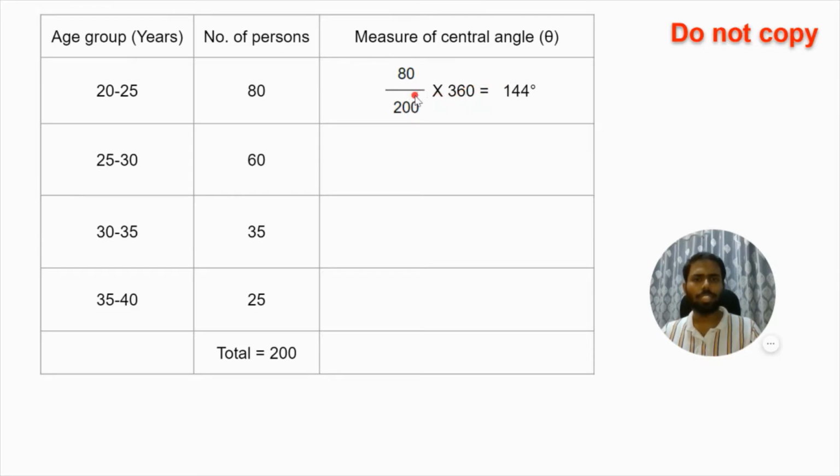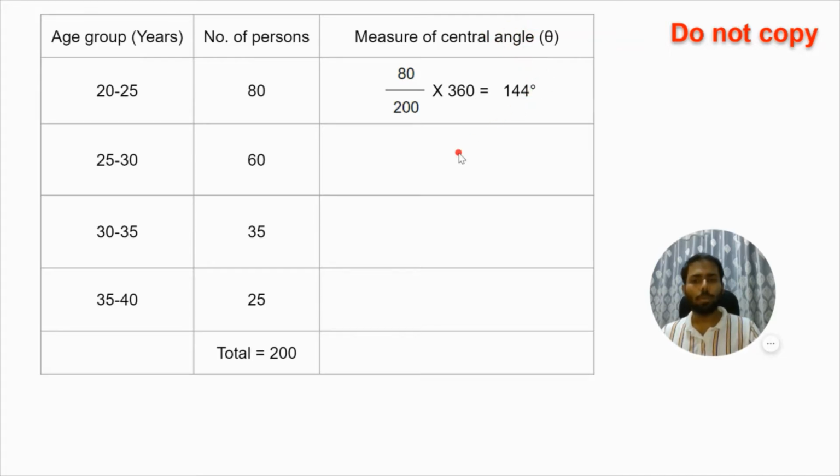Again यहाँ पे एक 0 है और यहाँ पे एक 0 है, so numerator में से एक 0, denominator में से एक 0 cancel कर दो. So you'll get 8 divided by 2 multiplied by 36. Now what is 8 divided by 2? 8 divided by 2 is 4. So 4 multiplied by 36 will get us 144. So यहाँ पे degree लिखा है. Why are we writing degree? Because it is angle, right? And angles are measured in degrees.